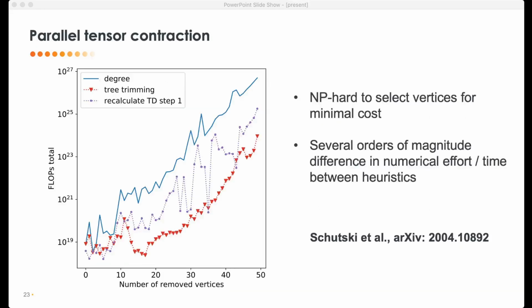In general, it is NP-hard to select vertices such that after the removal the graph will have minimal tree width. In our work, we compare different heuristics for this task and propose a new one which works really well. We get an improvement of 3 to 4 orders of magnitude in total computational time with this approach. For full details, I recommend you see the paper, but I will explain the idea behind this method briefly in the next slide.